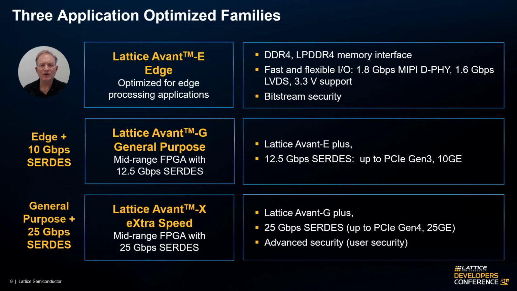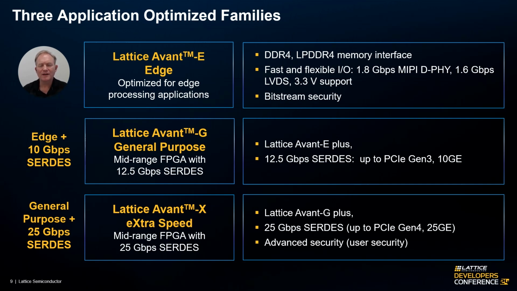Then we have the Avant G, which is really designed as a general purpose mid-range FPGA supporting up to 12.5 gigabits per second SERDES. So this has all of the capabilities that we had on the Avant E, but adds that 12.5 gigabits per second SERDES to enable support for things like PCIe up to Gen 3 and 10 gigabits per second Ethernet. And then lastly, we have the Avant X, which we think of as the extra speed version, supporting up to 25 gigabits per second SERDES.